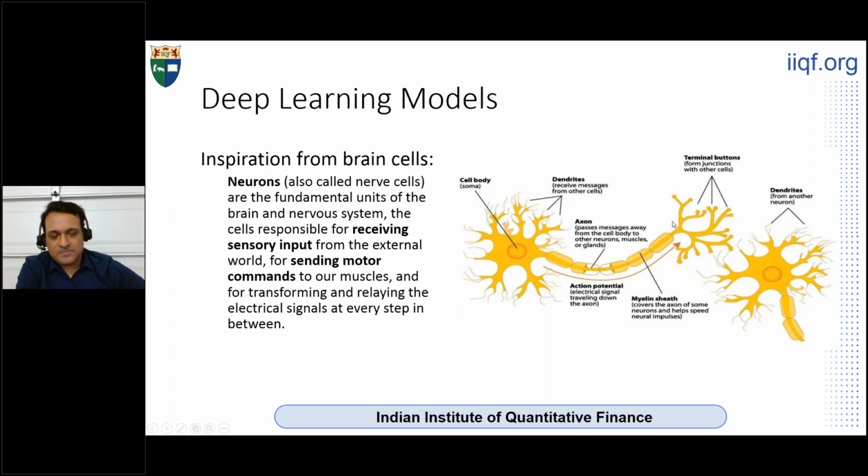These are the input sensors. These are the output sensors, and signals from these terminal buttons are released outside and received by the next neuron. So signal comes through here, gets processed, gets outputted here, and the next neuron here would be receiving the signal output from here, and so on and so forth. And let me go to the next slide.